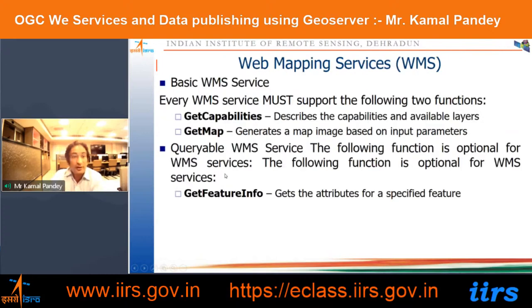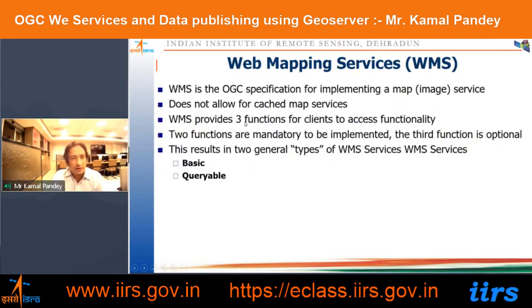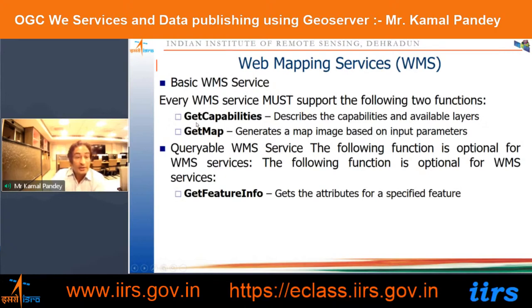If you see it here, what are those three methods which I was telling you about? The three methods are the three basic methods: get capabilities, get map, and get feature info. These are the three basic methods which are available with WMS, the web map service. This get feature info is available with queryable WMS, which I told you. Basic WMS has only two. If I want a queryable WMS, then we have another method along with these two methods as well. That is get feature info.